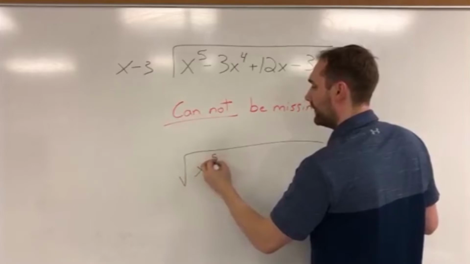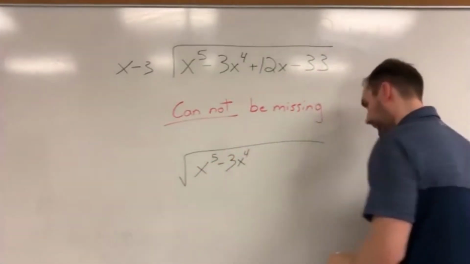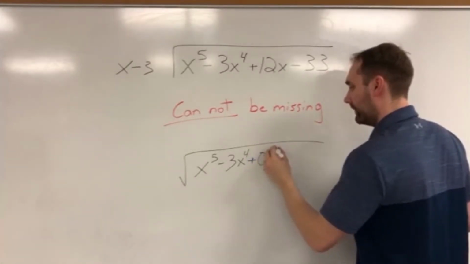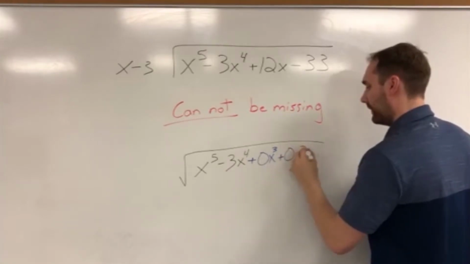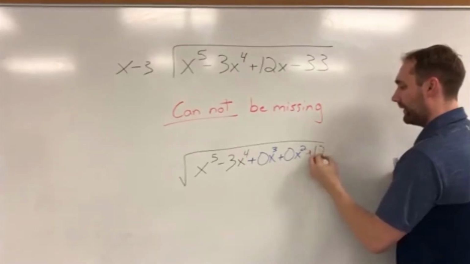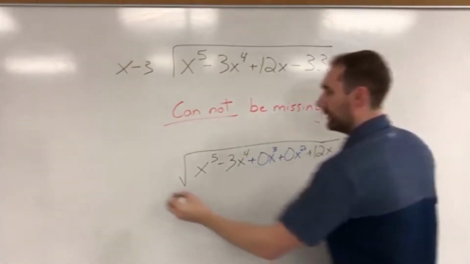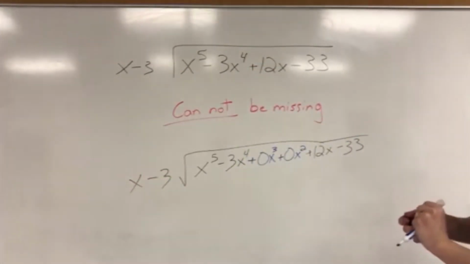So x to the 5th minus 3x to the 4th. Uh-oh, I'm missing x cubed. So let me add 0x cubed. I'm also missing x squared. So add 0x squared. And let's see, now I have a 1, so 12x. And a negative 33, my constant. Now I am good to go to use long division here.